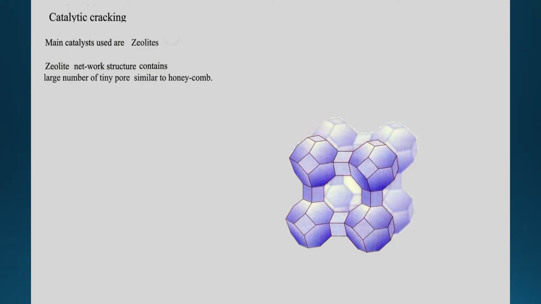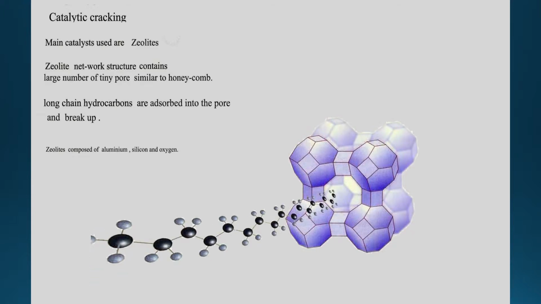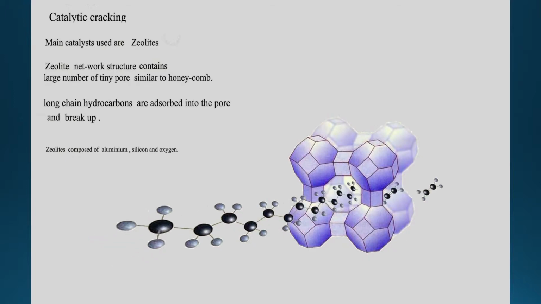The main catalyst they use is called zeolite. What is zeolite? Under the microscope, zeolite is a network structure. This network contains many tiny little holes, which look like a honeycomb in the molecular structure. When you have a long hydrocarbon chain, it can be absorbed into this tiny hole and start to break up. Here I show an example. This long hydrocarbon chain will fit into the size of this pore and be reacted, and it starts cracking into short pieces. That's what cracking means.